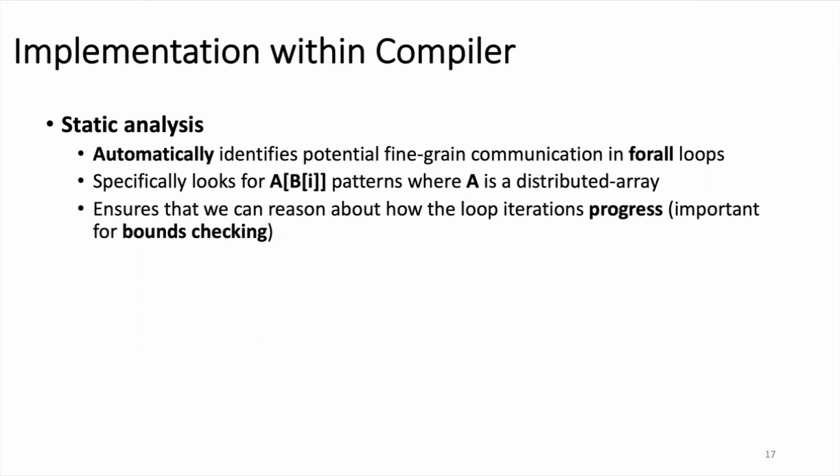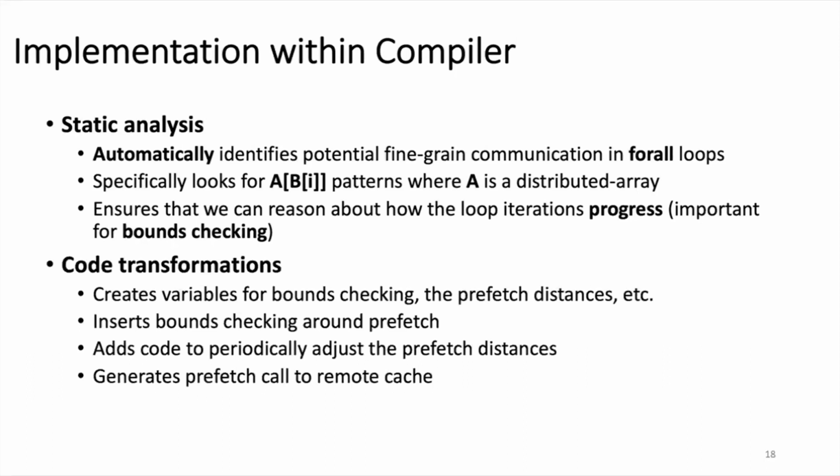We also have some static checks that try to reason about the forall loop itself and how the iterations are actually progressing from iteration to iteration. I won't have time to go into details, but this is important when we're doing bounds checking to make sure we're not prefetching outside of the bounds of the array itself. So once static analysis is done, we have a candidate for what we can prefetch. Then we have code transformations. We're going to take the code as it's being compiled and modify it by adding some variables to do bounds checking. We're going to have to create the prefetch distance variable itself.